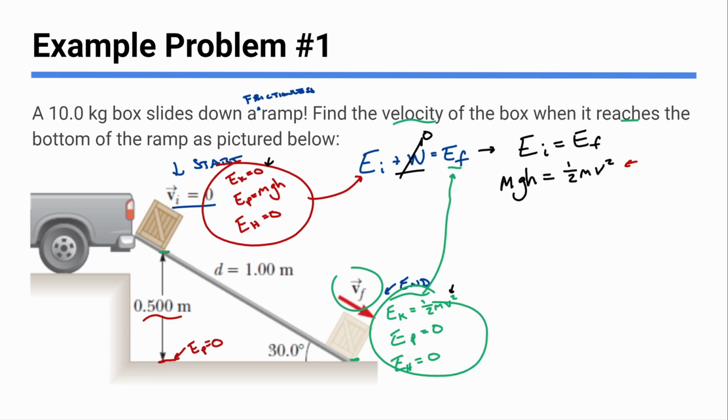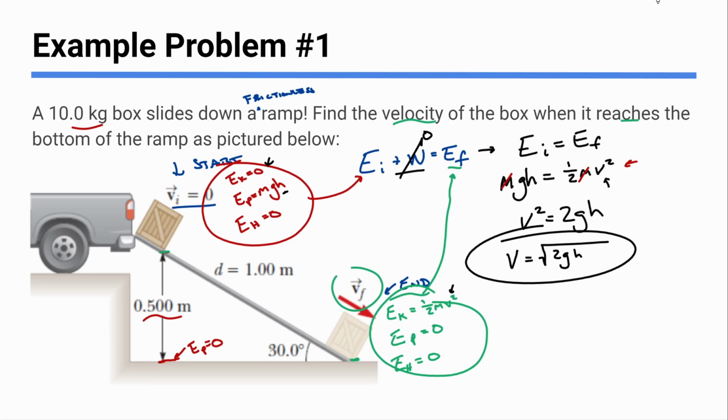I notice I can make math life a little easier by canceling out an m. That's fun. So I don't need this 10 kilograms, at least not yet. And let's see, I want to solve for the velocity of the box when it reaches the bottom of the ramp. So here I go. I'm going to multiply both sides by 2. So I get v squared equals 2 times g times h, because I'm solving for v. And I think I just want to square root both sides now. So the speed at the bottom should be the square root of 2 times g times the height, being the height above 0 at the beginning. That's going to be 0.5 meters. Okay, now I've got my answer.